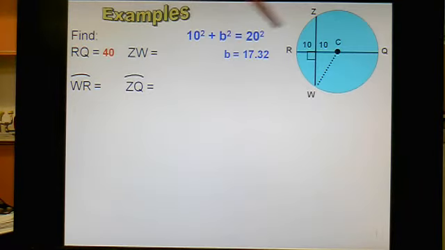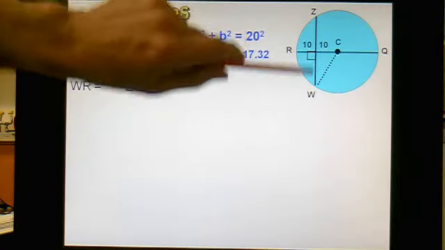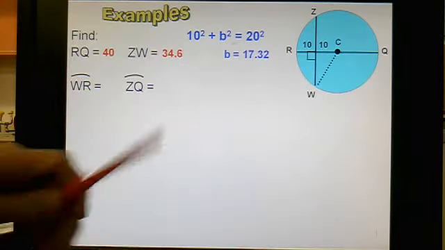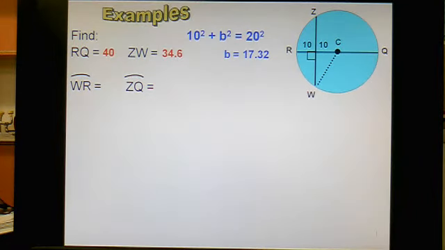The other way to do this is using ratios. If this is 10 and this is 20, this, of course, would be 10 rad 3, which would also equal 17.32. And if this is 10 rad 3, this is 20 rad 3. And in terms of decimals, it's the same concept. You just double the 17.32, and you get 34.6.